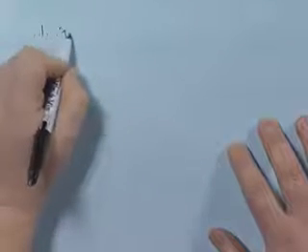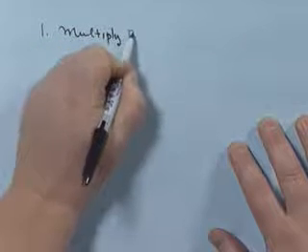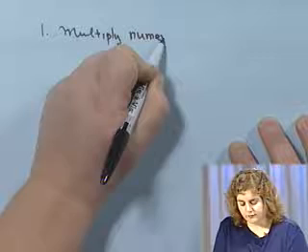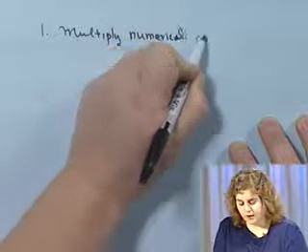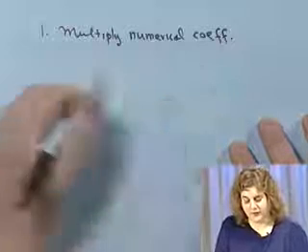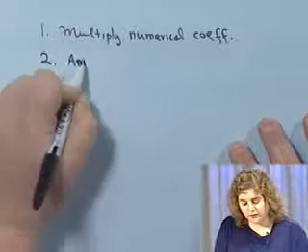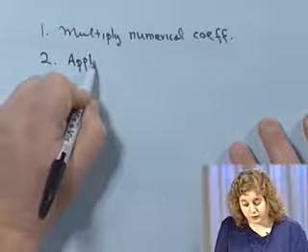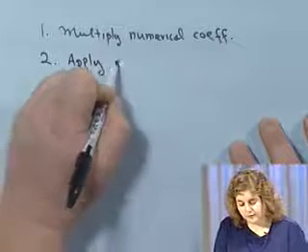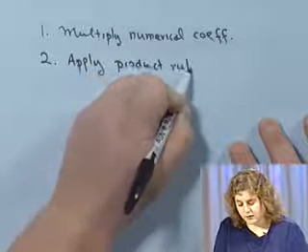We will multiply numerical coefficients together, and I'll abbreviate coefficients with COEFF, or sometimes tack an S on the end. And then we will apply the power rule, the product rule for powers, to the exponentials.